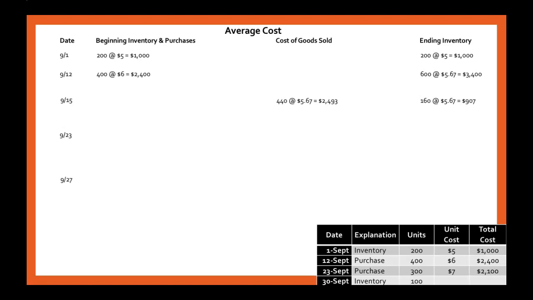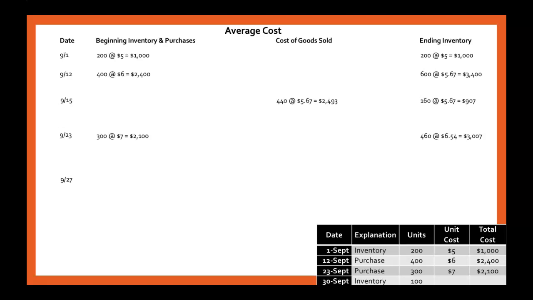So now on the 23rd, you purchased 300 more units. So 300 at $7 equals $2,100. That goes over in our purchases column. And then we need to work on our ending inventory. So remember, there's this process.